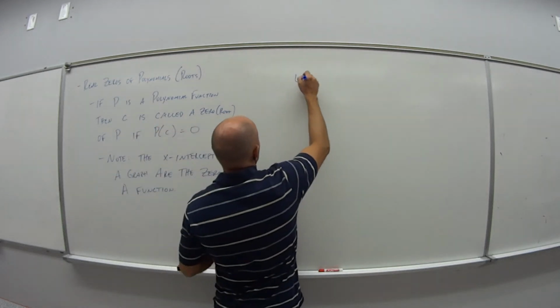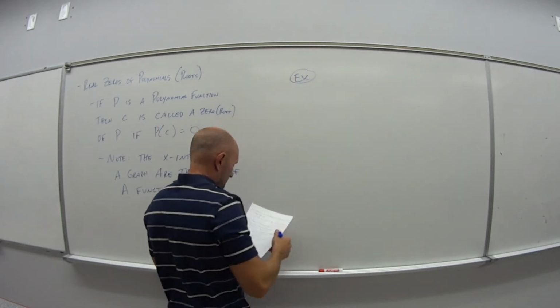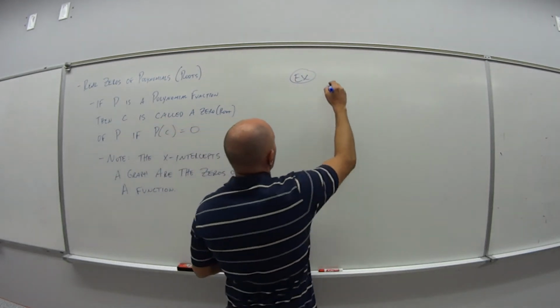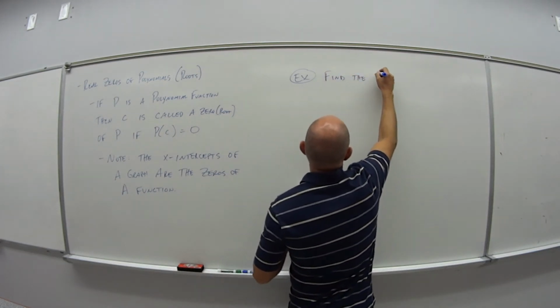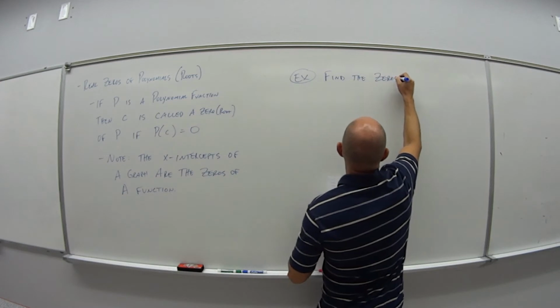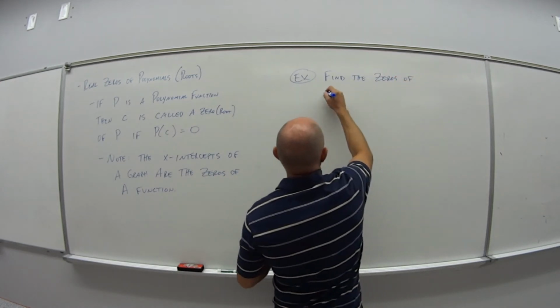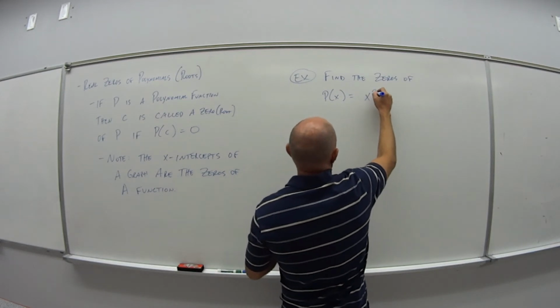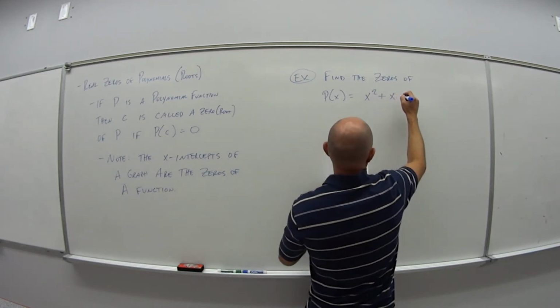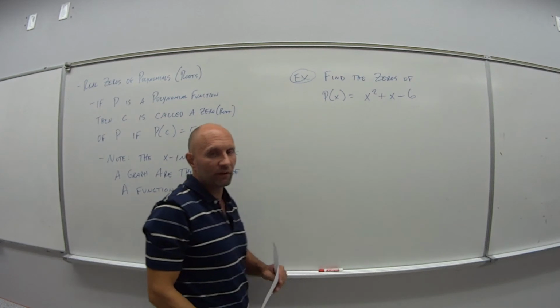So, let's look at a quick example here. This will wrap up this video. We want to find the zeros of the polynomial function P of x is equal to x squared plus x minus 6.